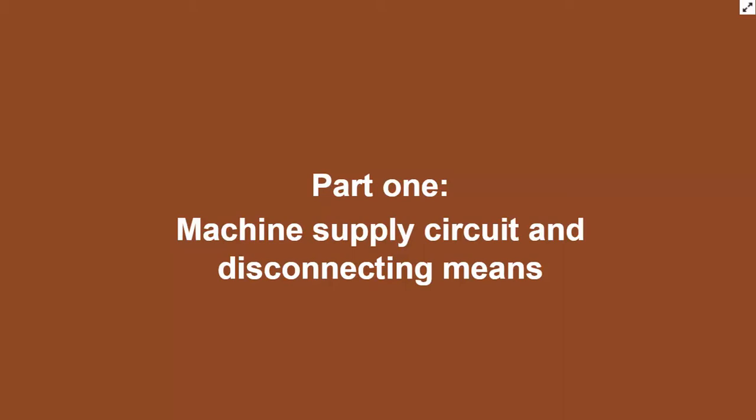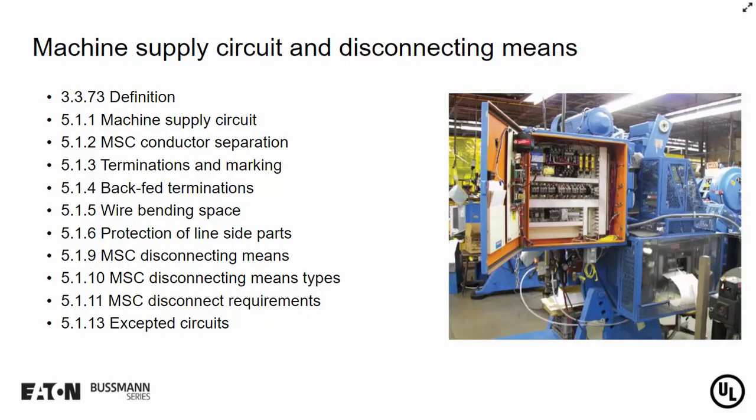This revision of Chapter 5 continues the work of the 79 Committee for the 2018 cycle regarding the consistent use of the terms machine supply circuit disconnecting means, and other important terms like plainly and clearly visible.